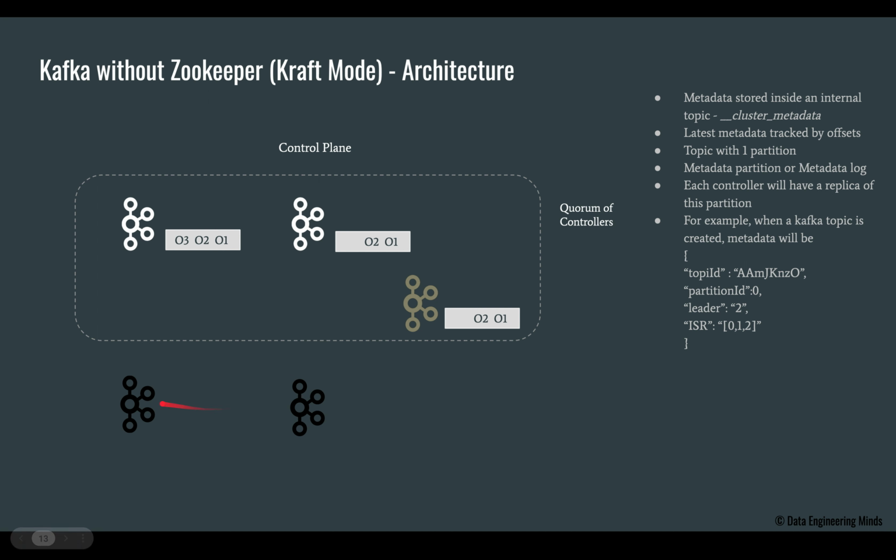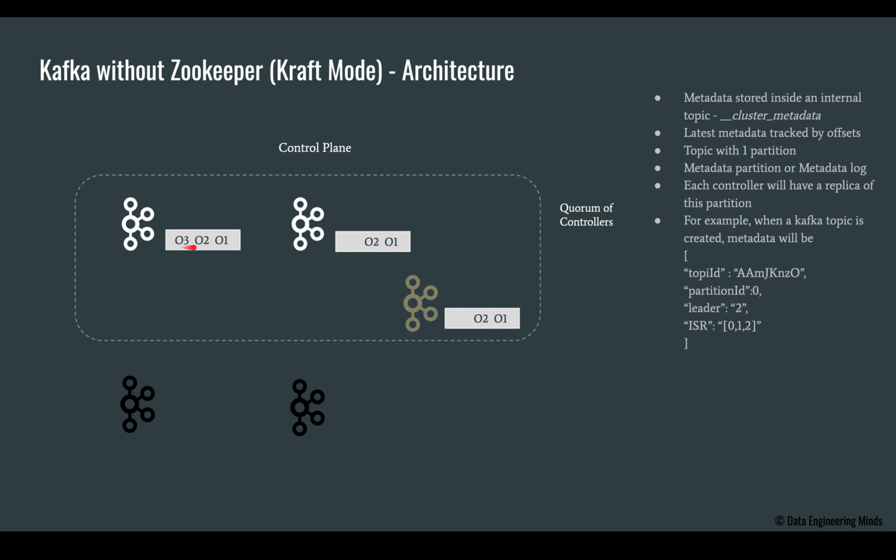And if all these three brokers are in sync and up to date, then the ISR information will be 0, 1 and 2, since the replicas on all these three brokers are in sync and up to date. And the leader is 2. This means the broker containing the replica of this partition is the leader for this partition. So this is how metadata will look for a Kafka topic, I mean when we are creating a Kafka topic. And then this metadata will be stored inside this metadata topic.